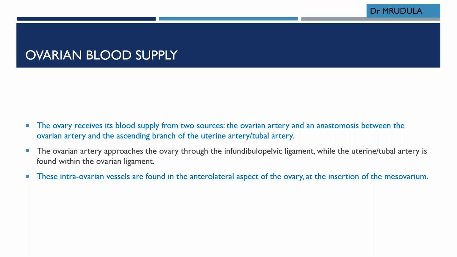And these intra-ovarian vessels, these anastomoses, are found in the anterolateral aspect of the ovary at the insertion of the meso-ovarium. So at the insertion of the meso-ovarium, you will be finding these intra-ovarian vessels. So the applied use of this is, you should be taking the incision on the anti-mesenteric border of the ovary to avoid any damage to the blood supply of that ovary.